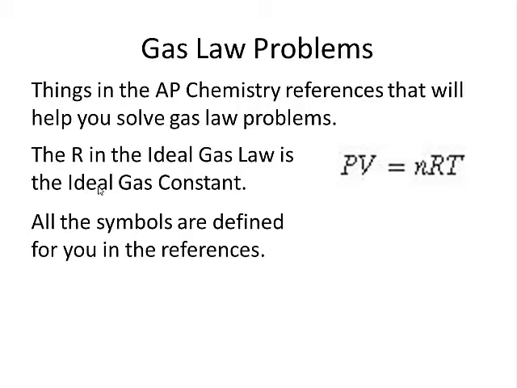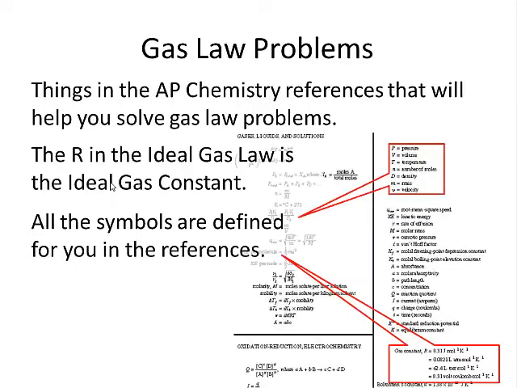Okay, and some of these you already know. We've already worked with pressure and volume and temperature. And I'm telling you now that the R in the ideal gas law is the ideal gas constant. I'm going to tell you now that N, the lowercase letter N, is just a symbol we use for moles. On this part of your references, you can find all those defined for you. Pressure, volume, temperature. And in the bottom part of the page, there's your gas constants down there.